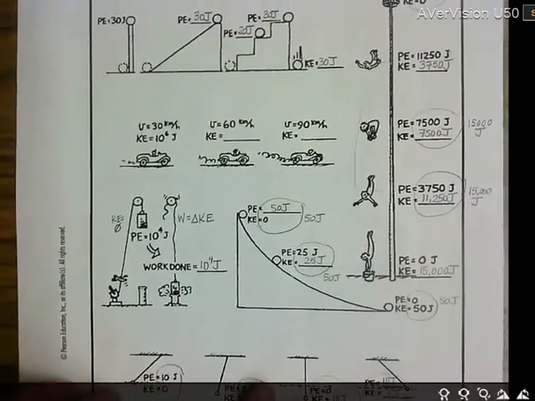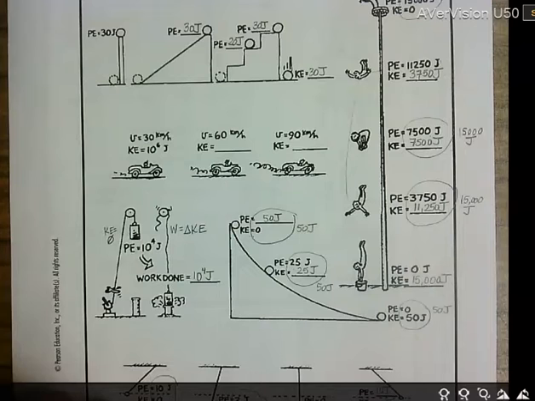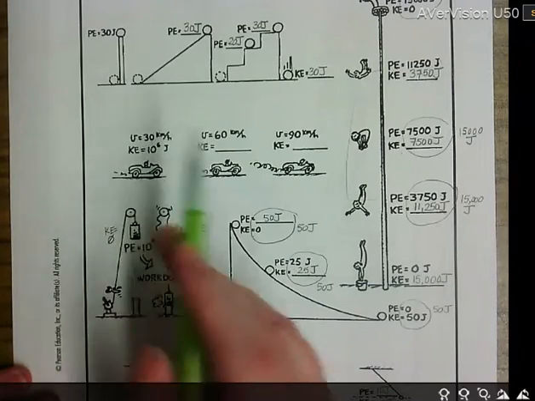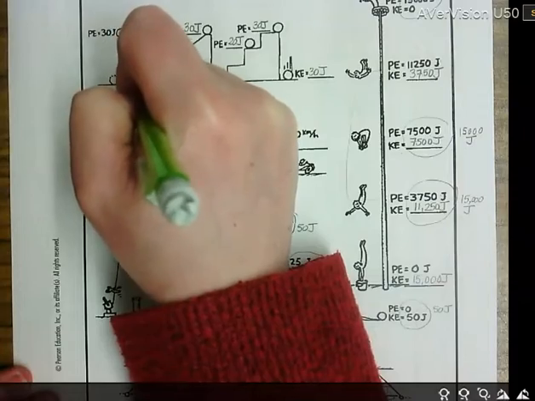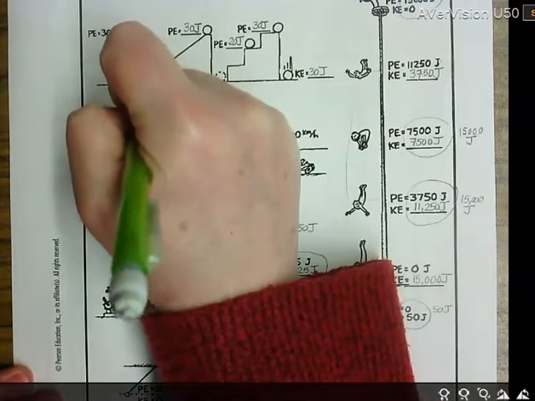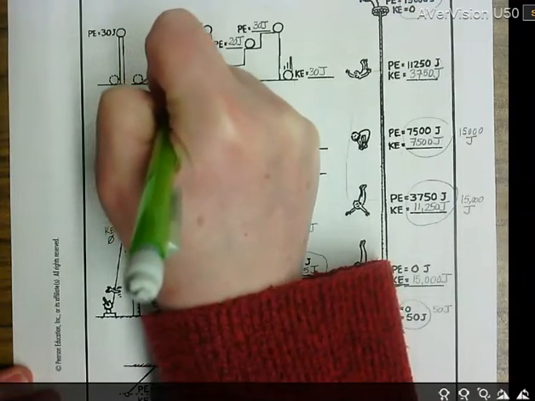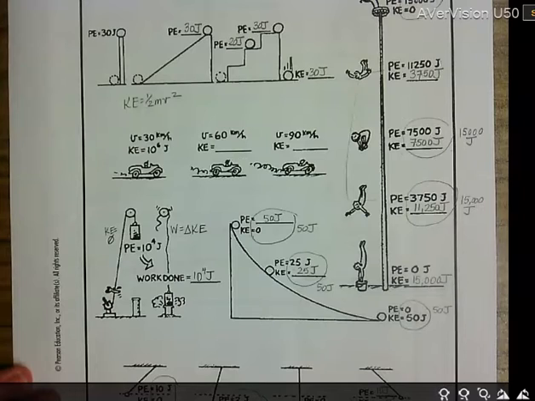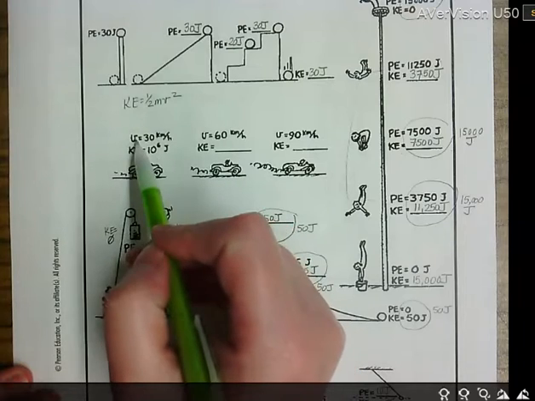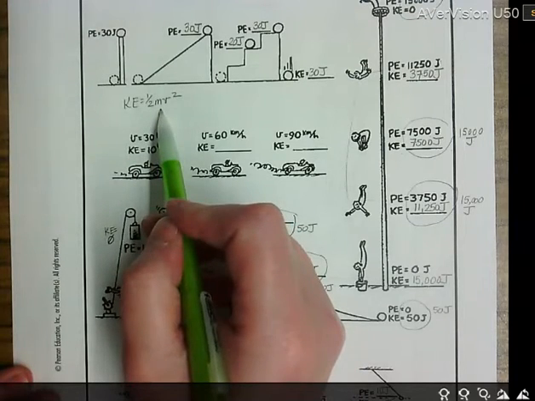Now, the trickiest one on here is this one. And I'm going to tell you right now that you won't have something like this on a test or quiz, but I'm going to show you how to do this. So, we have a kinetic energy here and a velocity. Remember, our equation for kinetic energy is kinetic energy is 1/2 our mass times our velocity squared. We don't know the mass of this object, but because we have both the kinetic energy and the velocity here, we can figure it out.